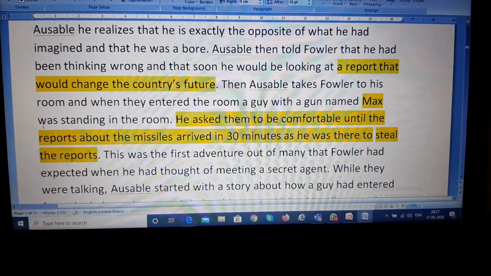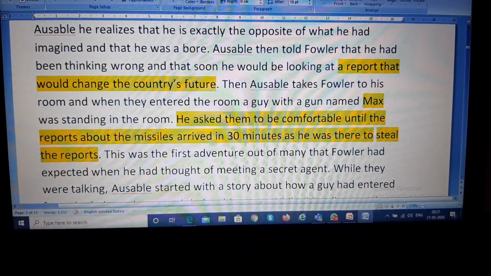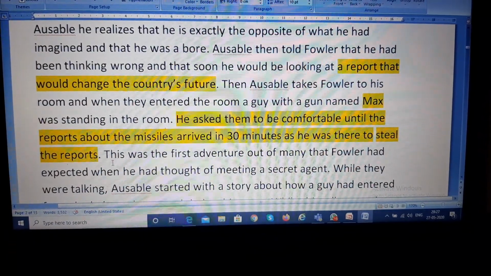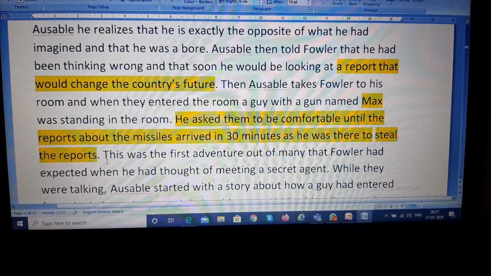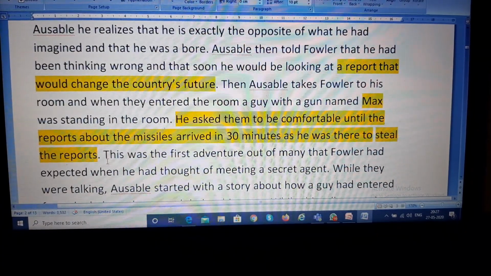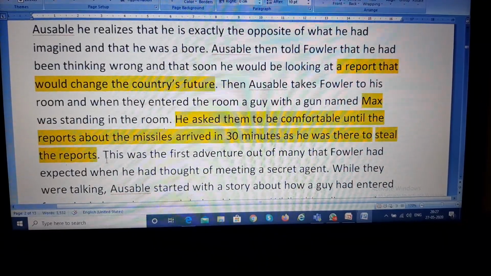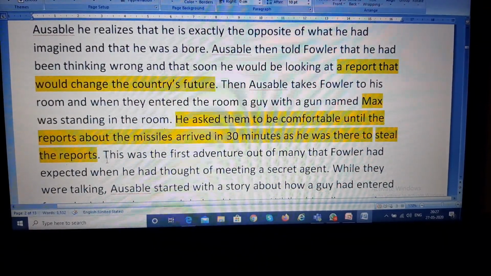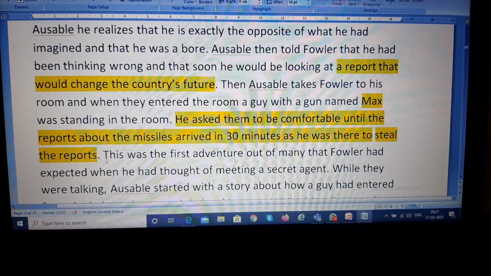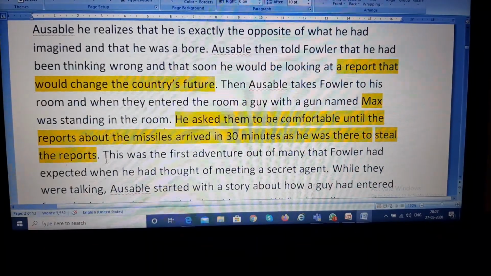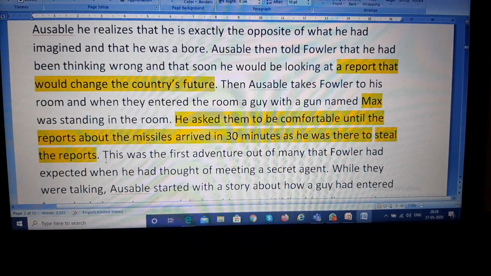So when they reach there and Ausable opens the door and they switch on the lights, they find that there is another secret agent, Max, with whom Ausable is familiar. He is pointing a pistol towards them and asks them to be comfortable until the reports about the missiles arrive in 30 minutes, as he was there to steal the reports. Max said, fine, you can sit here for 30 minutes, because after 30 minutes you will be receiving the report regarding the missiles. And then he will take away that report from Ausable forcibly at the point of the gun.